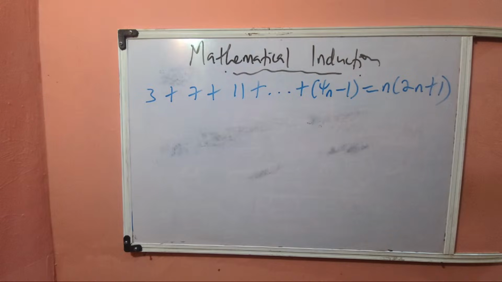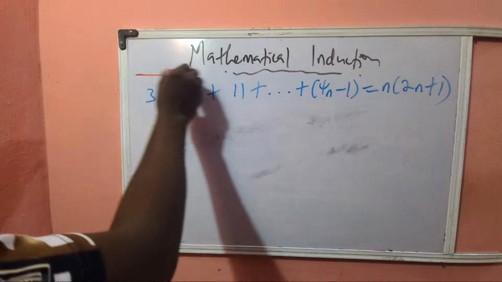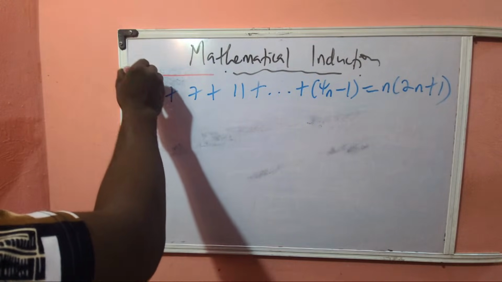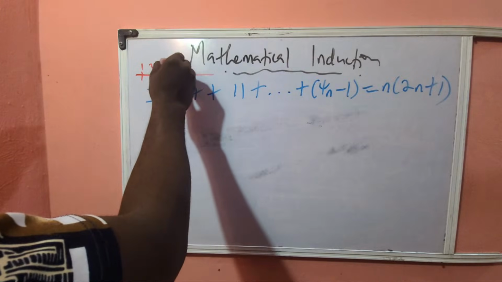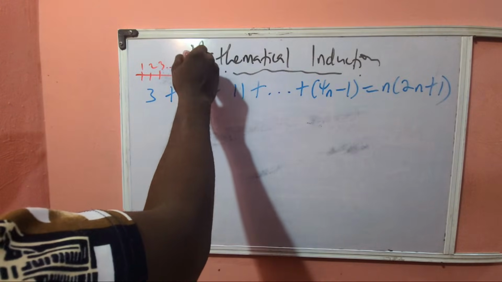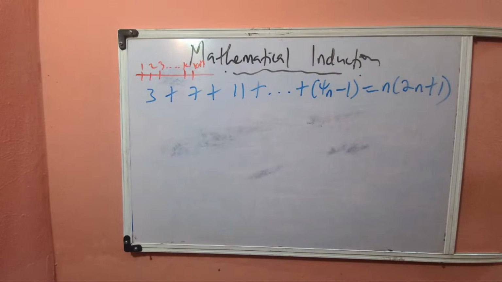Step 1. Let me see if I can draw something here. Maybe we should draw something like that step here. Step 1 is on 1, 2, maybe 3. Then we go on, we say k, and we go on to say k plus 1. Let's see how we're going to use this step to answer these questions.